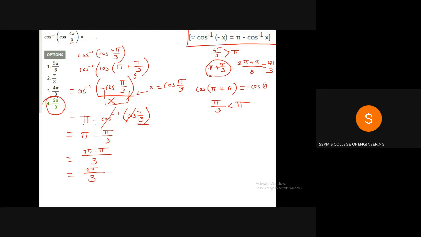Okay, you have to remember this formula first, and you have to remember that cos inverse and cos cannot be cancelled directly if the angle is greater than pi.